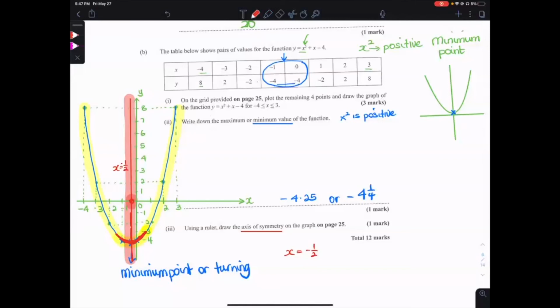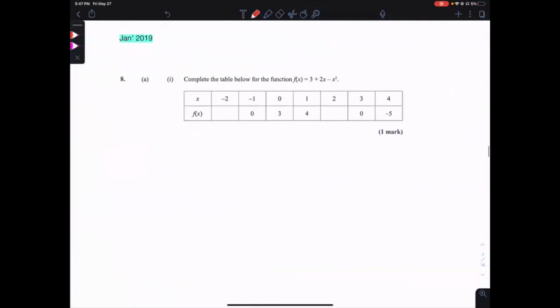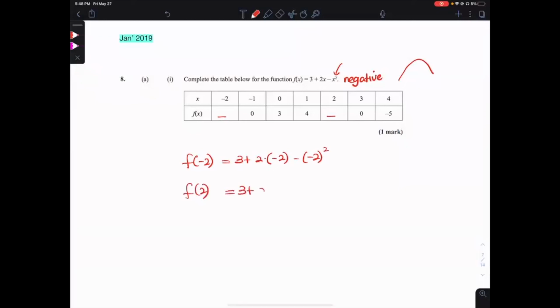Yes, miss. All right. Next one now, the last one for this evening. This is negative. So the curve is going to look upside down. We want to find the value for negative 2 and 2. Let's go quickly. F of negative 2 is 3 plus 2 by negative 2 minus negative 2 squared. F of 2 is 3 plus 2 by 2 minus 2 squared. Work it out quickly for 1 mark.